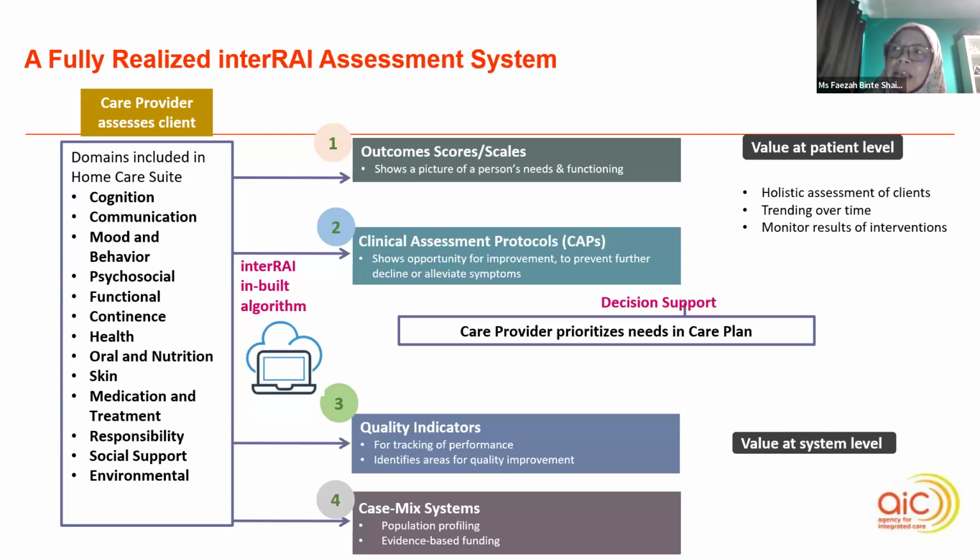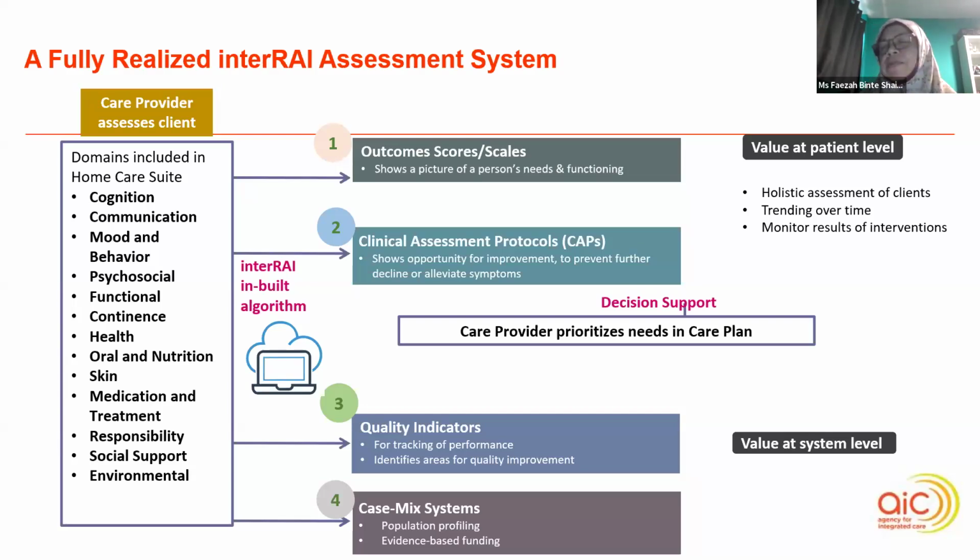Then, of course, as an organization, what is it for me? Now, it comes out as organization-level quality indicators. And these quality indicators help you to identify areas for improvement. So, for example, it will show the percentage of your residents, after 6 months or 1 year, that have developed new pressure injuries, or you have actually increased the falls between previously and now, or you have actually improved in terms of your continence rate. So these quality indicators are also automatically generated within the InterRAI system.